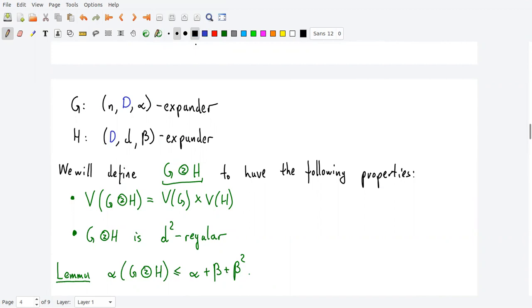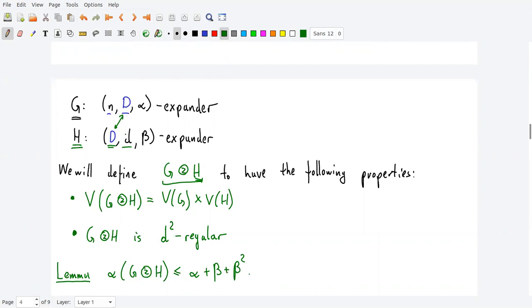So I need the following: the graph G, the left-hand side graph in the zigzag product, needs to be say an (N, D, alpha) expander, where D is the capital D. So this is a graph that has N vertices and has regularity capital D. And now for the right-hand side graph in the zigzag product, I need a graph H, which is say d regular for some small d, but its number of vertices needs to match the regularity of the left graph.